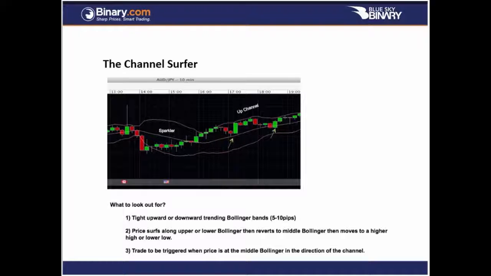Now, the trade opportunity is to be triggered when the price is at the middle Bollinger in the direction of the channel. So this is an upward channel, and once the price comes down from the upper band, then you take a call in the direction of the overall trend. This is the overall trend upward. So once the price goes down and it hits the MA, then you go for a call. And you can do that a few times, 1 to 2 times within a trend. So this is the first strategy.